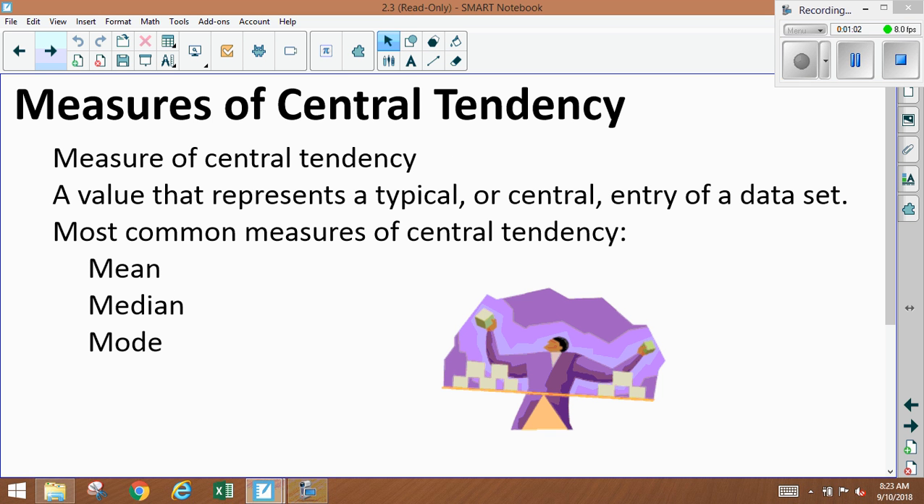A measure of central tendency is a value that represents a typical or central entry of a data set. The most common measures of central tendency are mean and median. Mode is not really a common measure of central tendency.